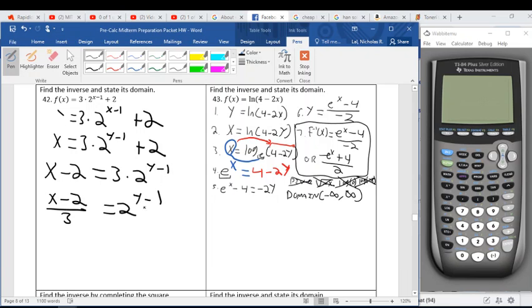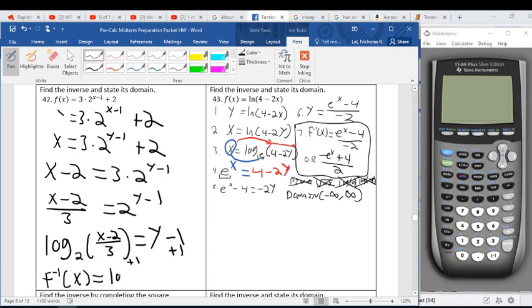Now I can take a logarithm. So rewrite this as a logarithm. The log base 2 of x minus 2 over 3 is equal to y minus 1. Add 1 to each side. And the inverse of the function, f negative 1 of x, is equal to the log base 2 of x minus 2 over 3, plus 1. And that is the inverse of the function. Log base 2 of x minus 2 over 3 plus 1.